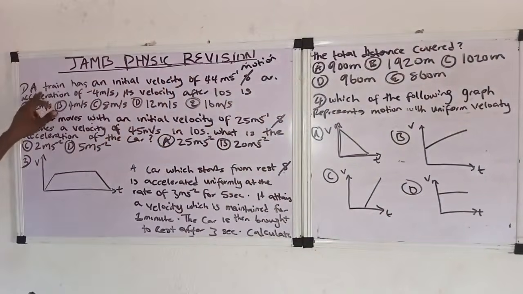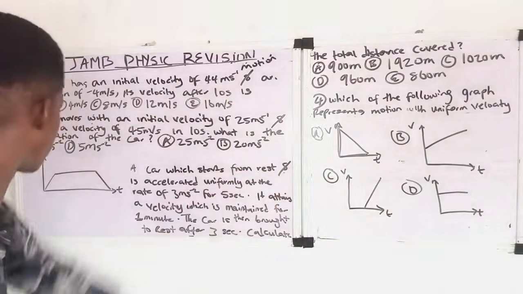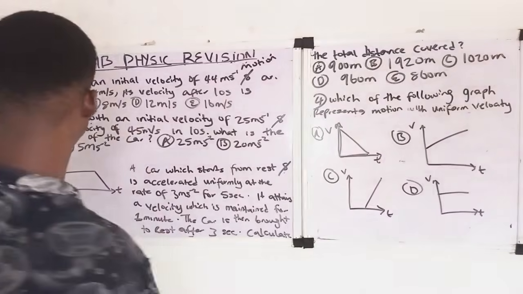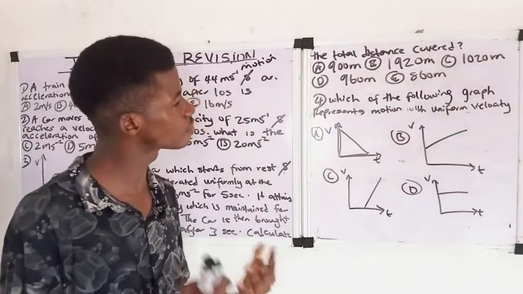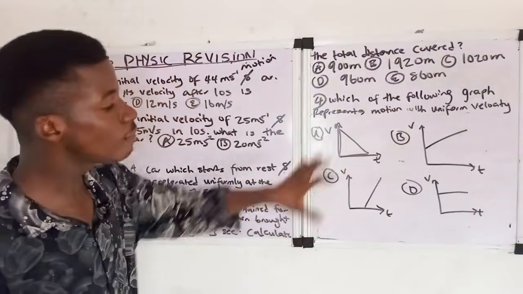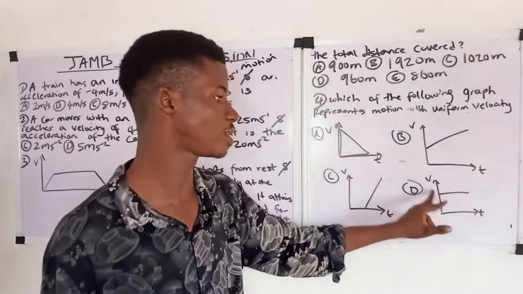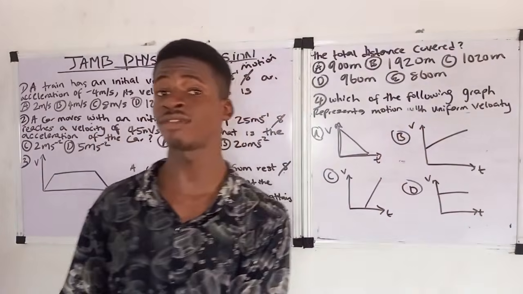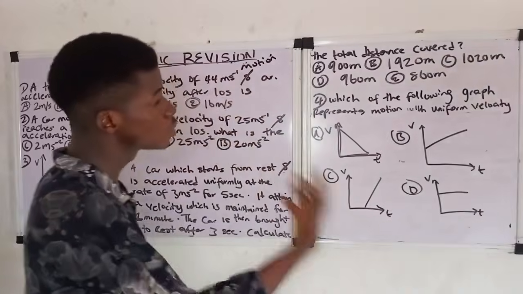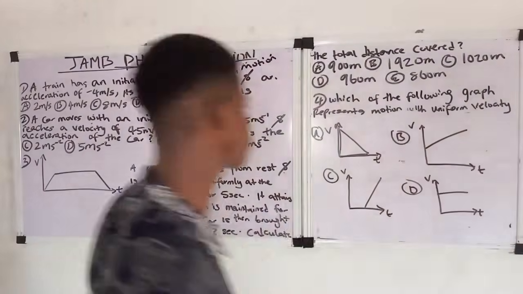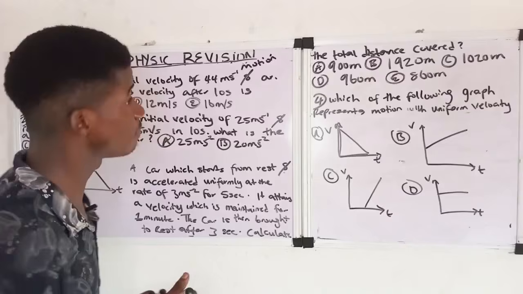Okay, so now they say a train. Let me start with this first part. Which of the following graphs represents motion with uniform velocity? If you look at the four graphs here, they are all velocity over time. So this tells you that this is a velocity-time graph, right? Yes. So now I want to tell you something. In a velocity-time graph, let me see if I can.